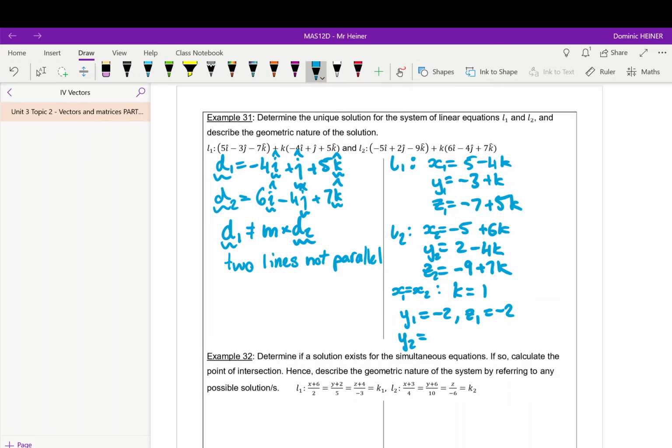So y2 is going to be 2 minus 4, which is negative 2. And z2 is going to be negative 9 plus 7, which was also negative 2. So we can see the y components line up and the z components line up. All we need to know is what is actually the value of x1 that gives us that k equals 1, and that's going to be 5 take 4 and negative 5 plus 6. So our x1 and our x2 are both equal to 1. So we get the two distinct lines intersect at one unique point, and the point is 1, negative 2, negative 2.